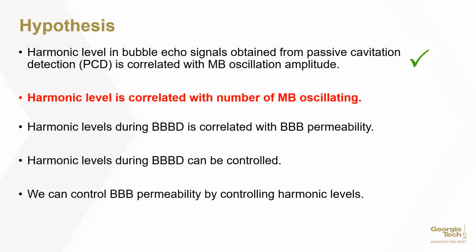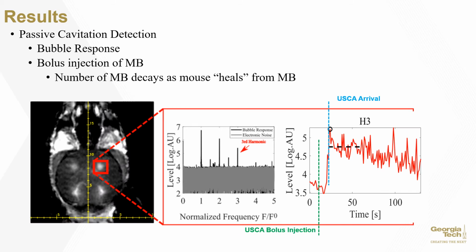Secondly, we hypothesized that the harmonic level is correlated with the number of microbubbles oscillating. To test this hypothesis, we observed the harmonic levels during in vivo BBB disruption experiments after a bolus microbubble injection. The harmonic level, third harmonic level in our case, showed a tendency to decay after a bolus microbubble injection during sonication with a constant pressure. This suggests that as the number of microbubbles decays as the mouse clears the microbubbles, the corresponding harmonic level also decays.